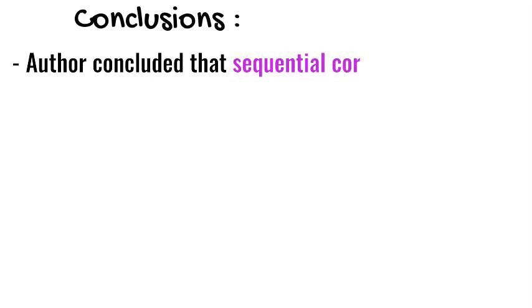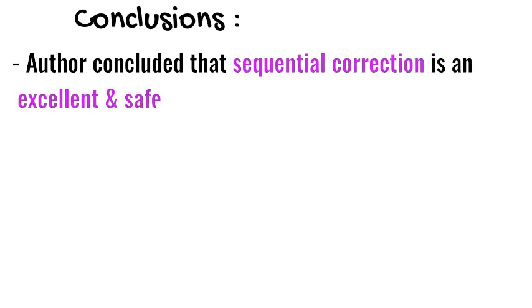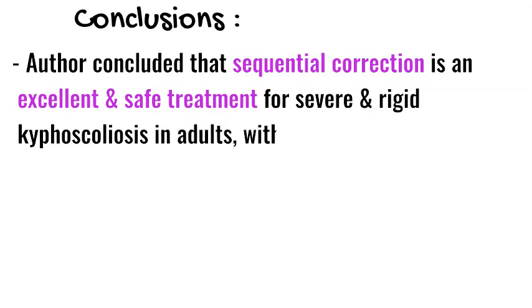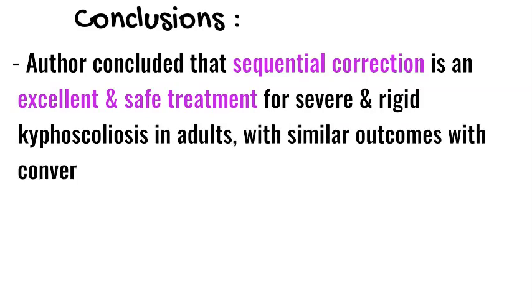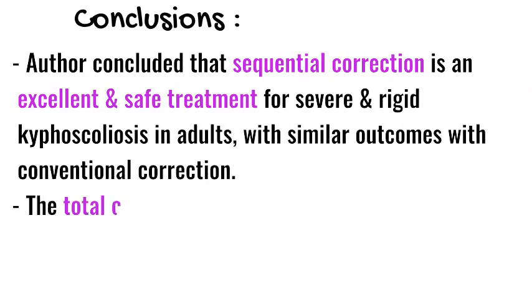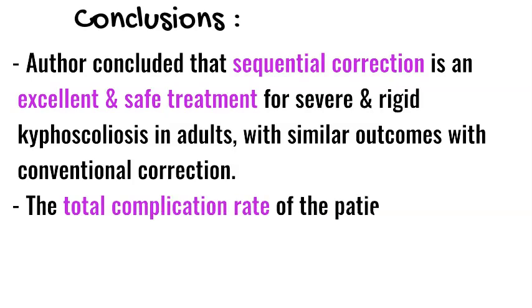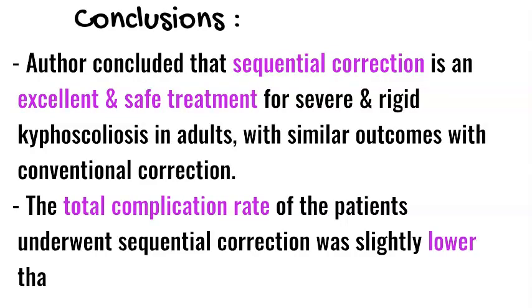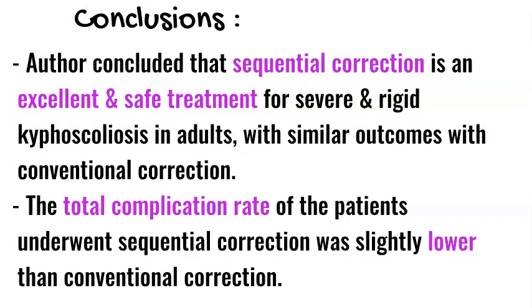Conclusion. The author concluded that sequential correction is an excellent and safe treatment for severe and rigid kyphoscoliosis in adults, with similar outcomes to conventional correction. The total complication rate of the patients who underwent sequential correction was slightly lower than conventional correction.